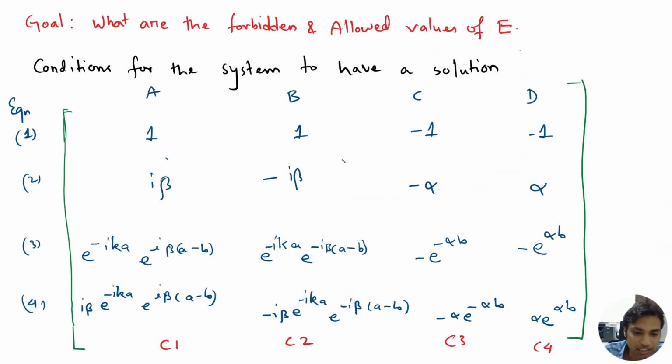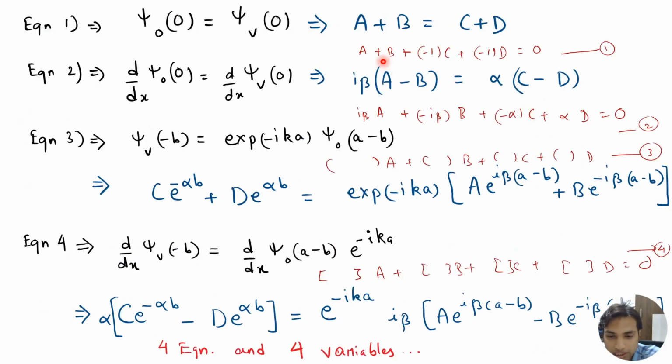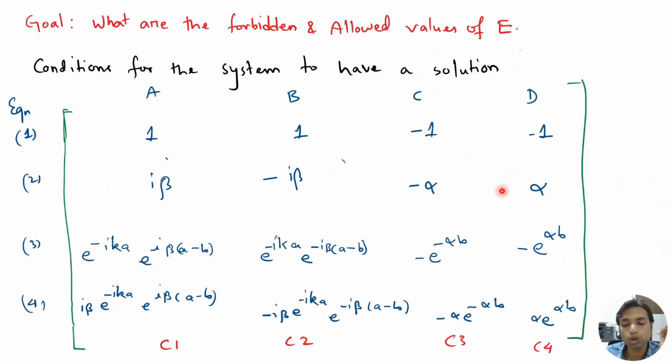So here I am just writing the coefficients here, a, b, c and d, and these are just the coefficients. See, remember from equation 1 it was 1 times a, 1 times b, minus 1 times c, minus 1 times d. So that is what it was here. Similarly I am writing all other coefficients. Now our task is to find what is the determinant of this, and that determinant has to be equated to 0. Then only this system of linear equations will have a solution.